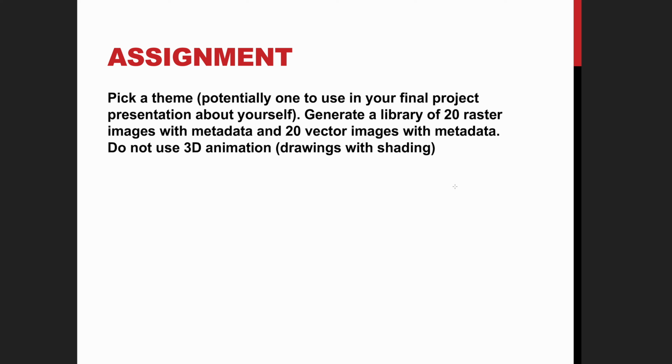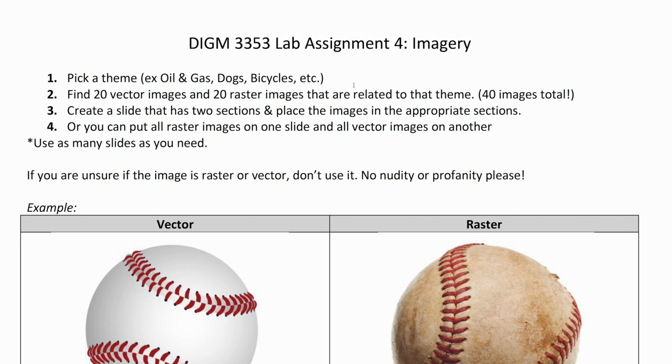So for this assignment, we're just going to look at the raster images and the vector images. And you're going to find 20 raster images and 20 vector images. So we're not going to use any animated images or anything like that, just the raster and the vector. And you're going to put those together to show what the difference is. So you're going to pick a theme for this. So let me actually take you to the assignment so we can see this.